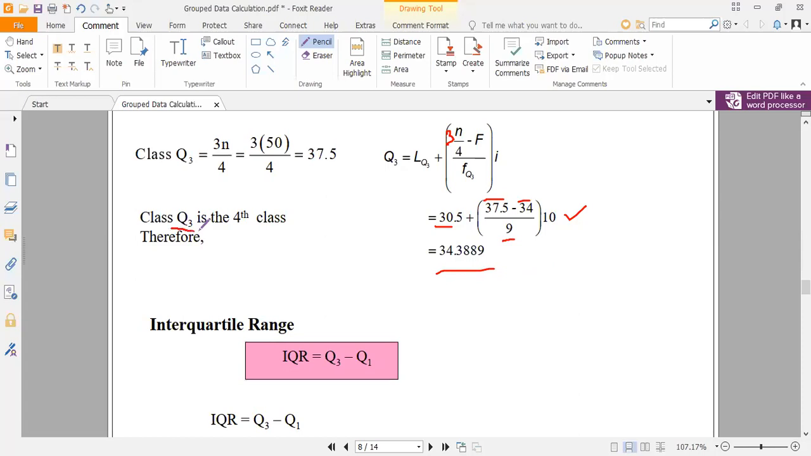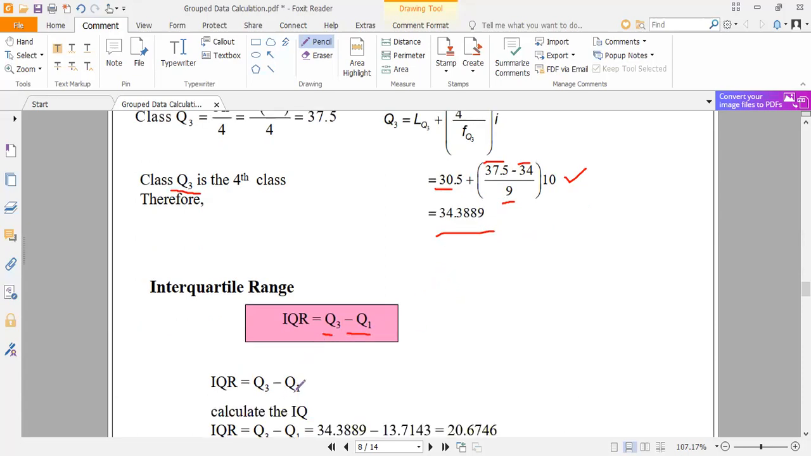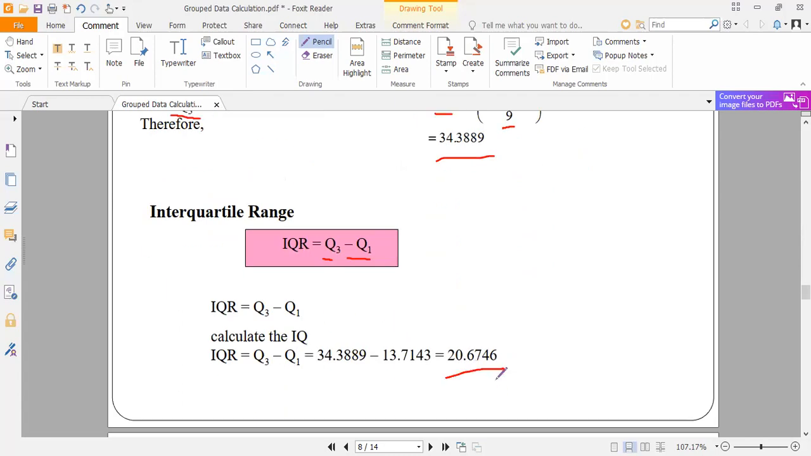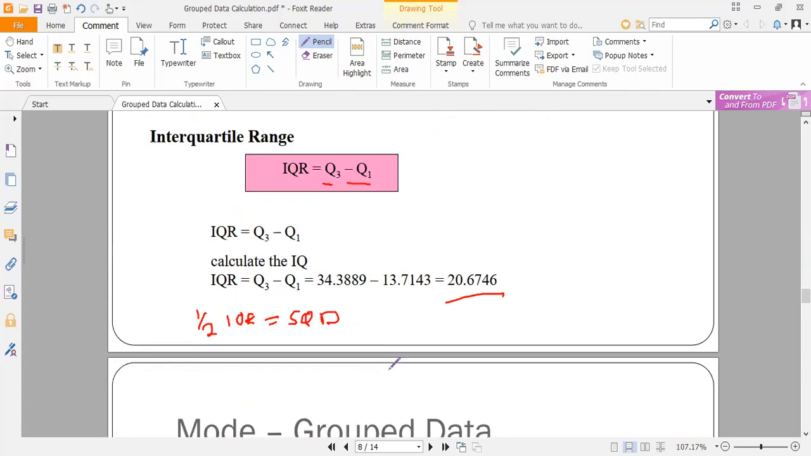Then, like we did, the interquartile range is Q3 minus Q1. So the answer we found here, 34.83 minus Q1, 13.71. The difference is called our interquartile range. Half of the interquartile range is called a semi-quartile deviation.